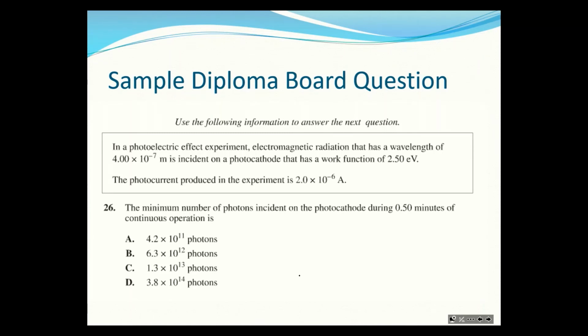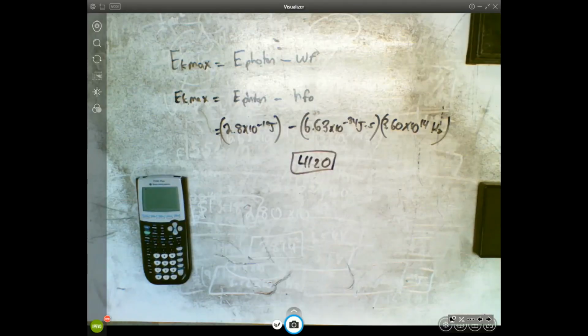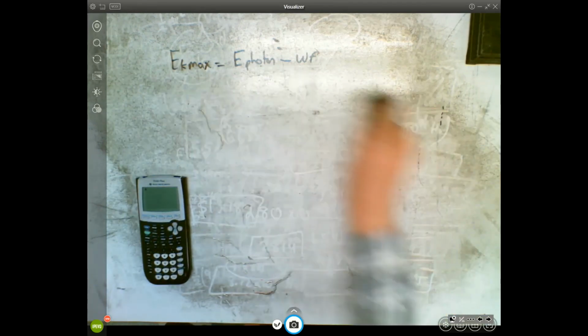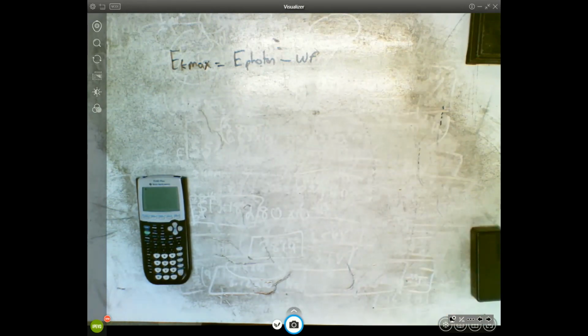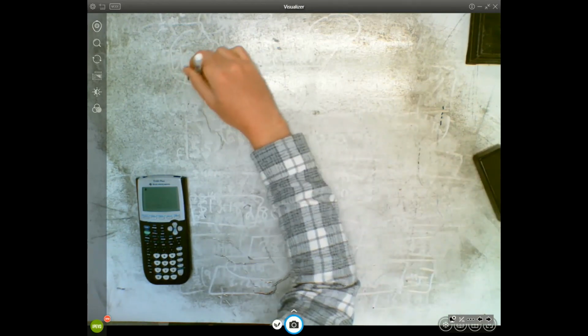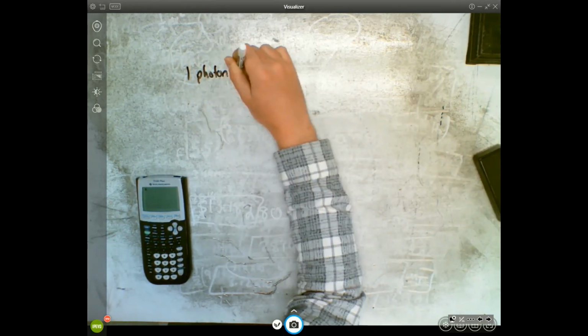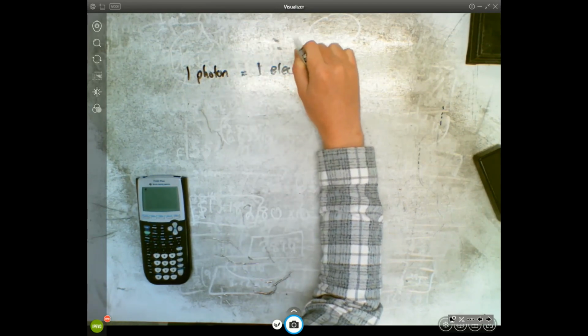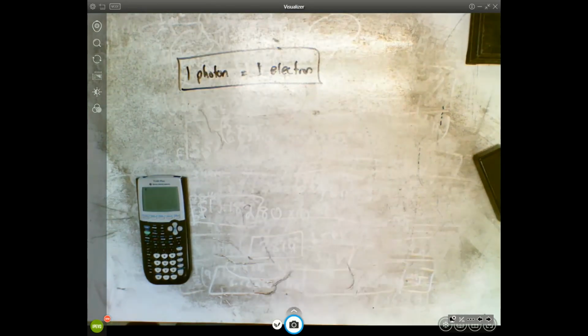Okay, so there's a lot here, and I'm sure when you first did this question, you might have been steered towards using this equation here. But this equation doesn't really tell us anything about the number of photons. So to do this question, you need to know that one photon releases one electron. That's this quantum idea that one photon releases one electron.